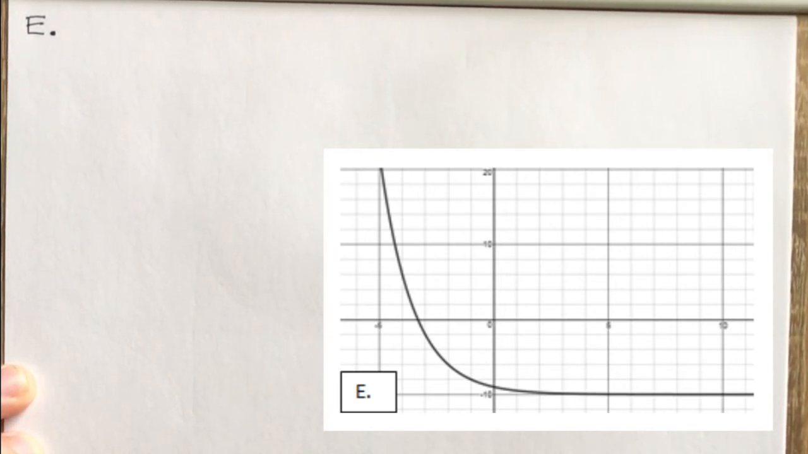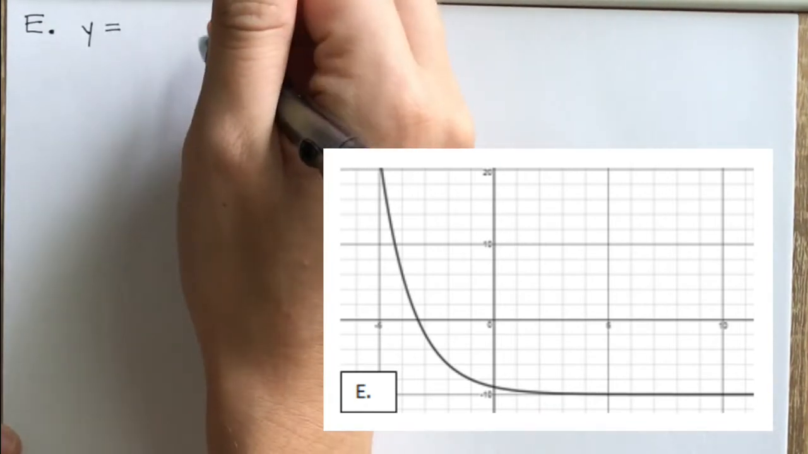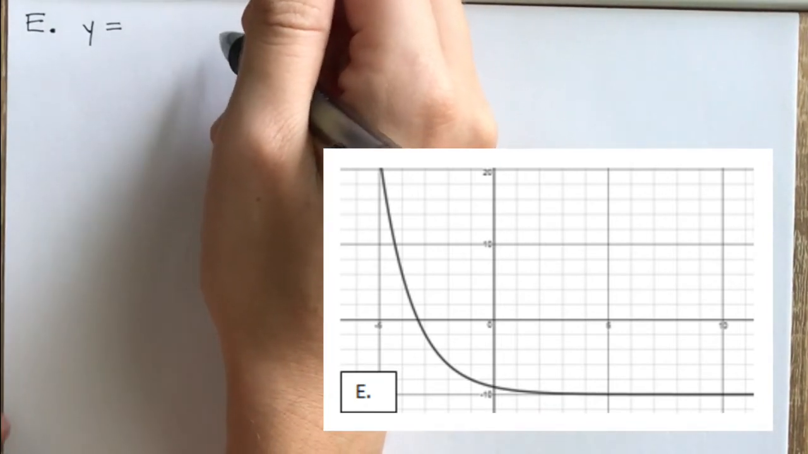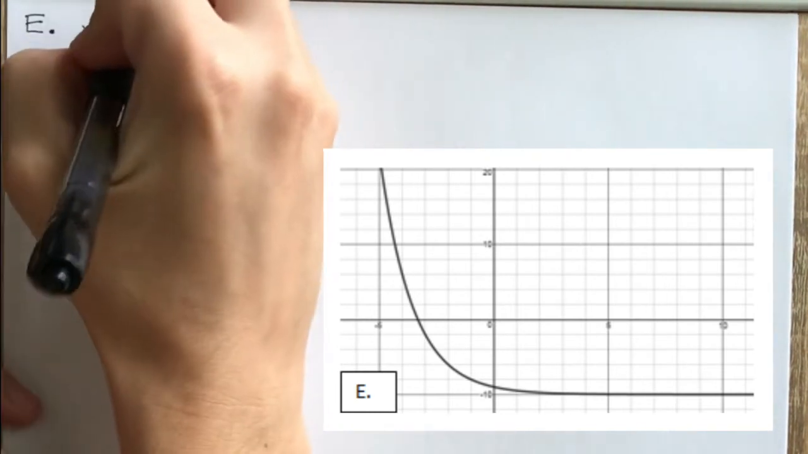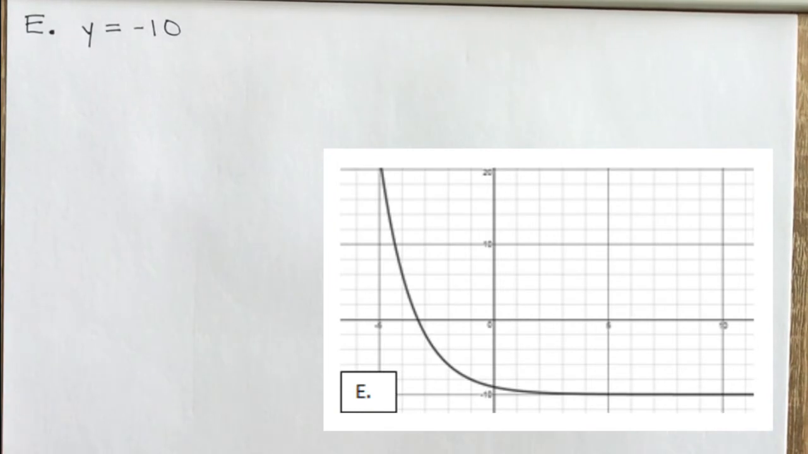That is a horizontal or vertical asymptote. Horizontal asymptote. Horizontal asymptotes are y equals. Horizontal lines have all the same y values, right? They have all the same output values. So y equals, what is the y value that it occurs at? Looks like, it's very small, looks like -10. Awesome.